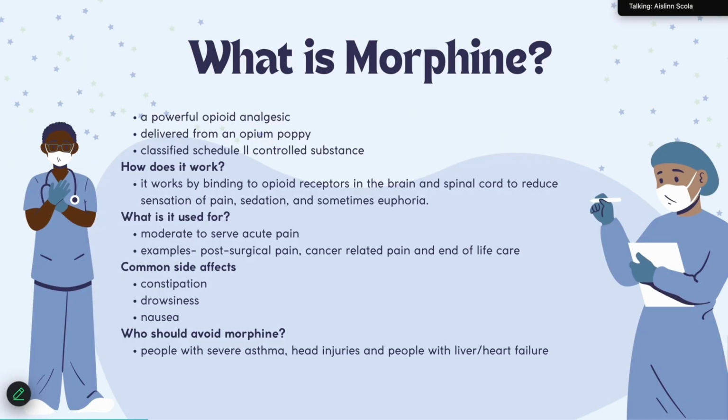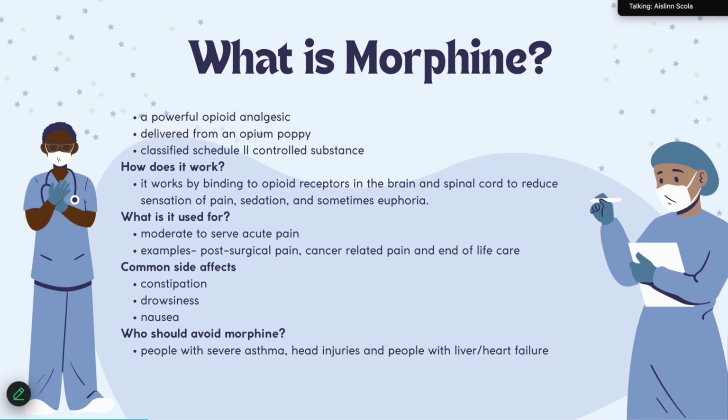What is morphine? Morphine is a powerful opioid anesthetic, derived from the opium poppy, and it's classified as a Schedule II controlled substance. How does it work? It works by binding to opioid receptors in the brain and spinal cord to reduce the sensation of pain, cause sedation, and sometimes euphoria.